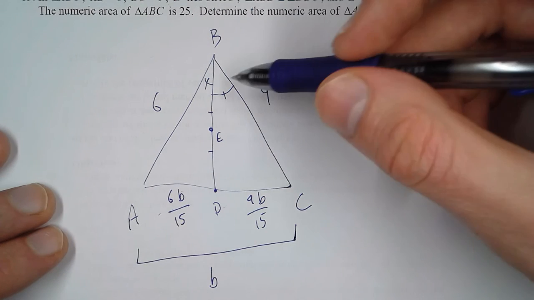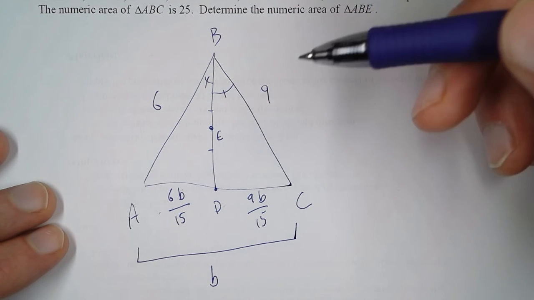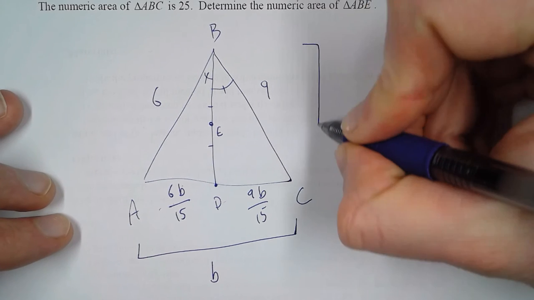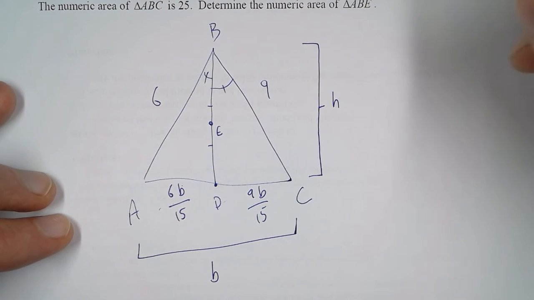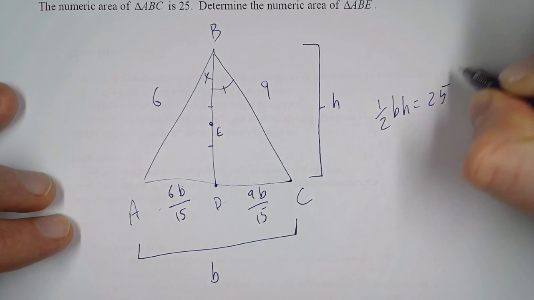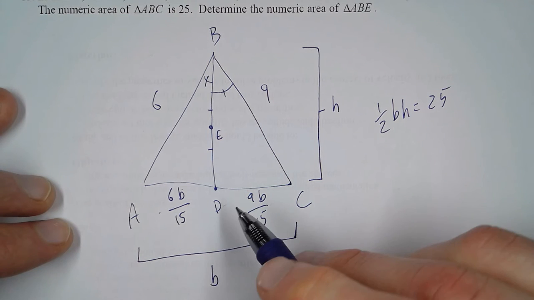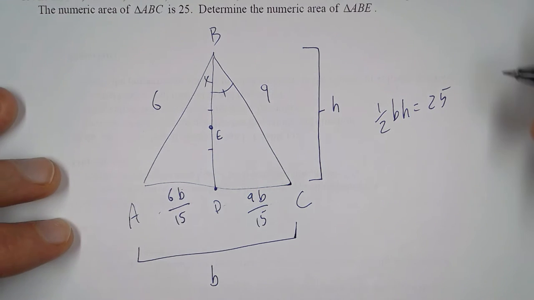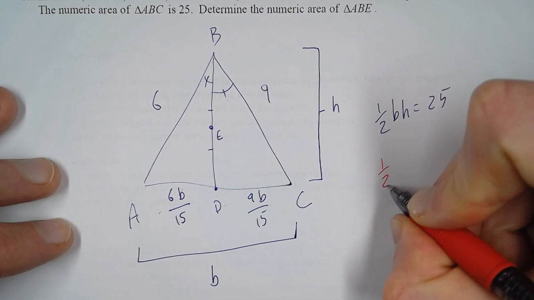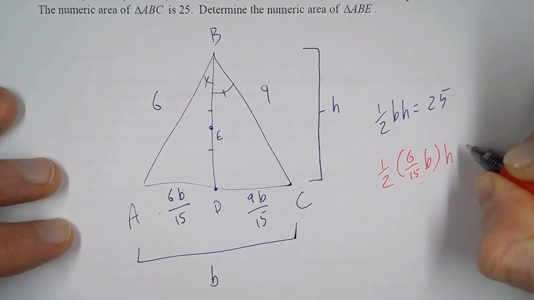Now the thing to note is that the height for both of these triangles is the same. And so we can just call this the height. And so we know that 1/2 base times height is 25, because that's what the problem gave us up here. But here our base is 6 out of 15. So we'll replace B with 1/2 6 over 15 B times H.